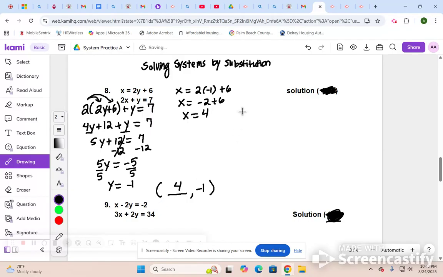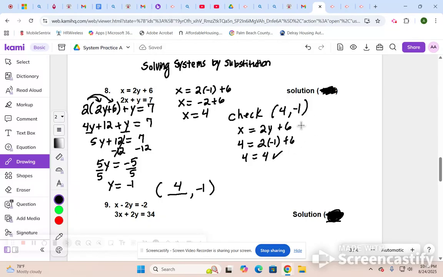Now we got to check and see if this is the correct solution. So check this solution 4 comma negative 1 in both equations. Start with the top one. x equals 2y plus 6. Let's replace x with 4, y with negative 1, and solve. So that does equal negative 2 plus 6 is going to be 4.